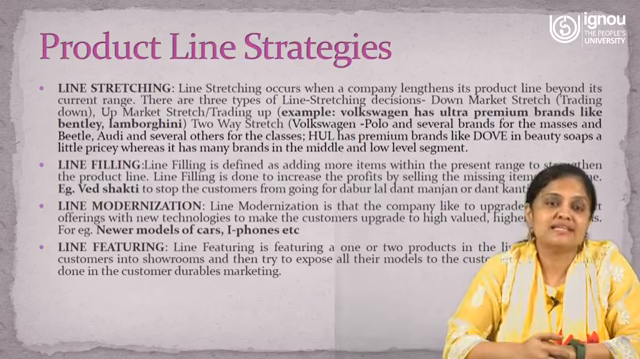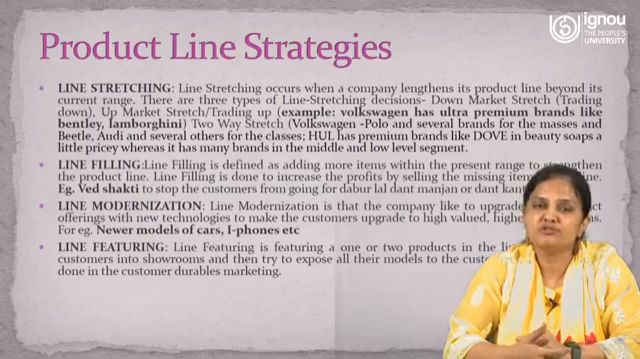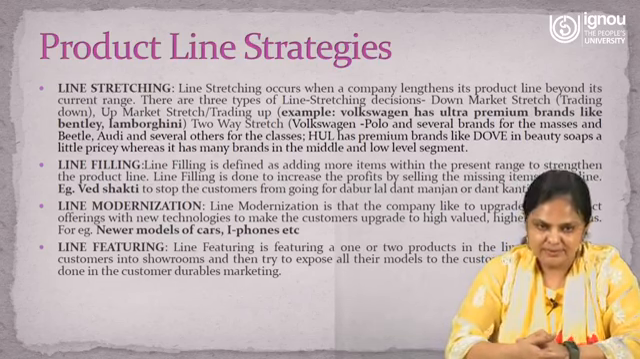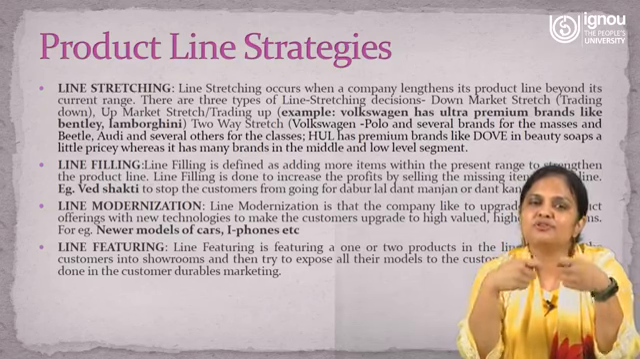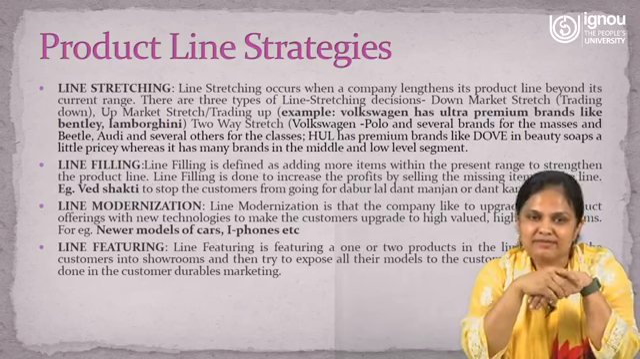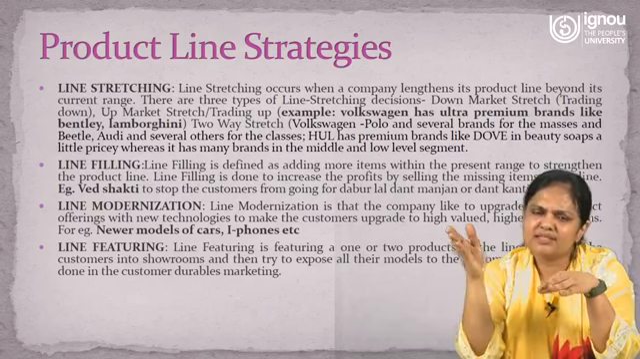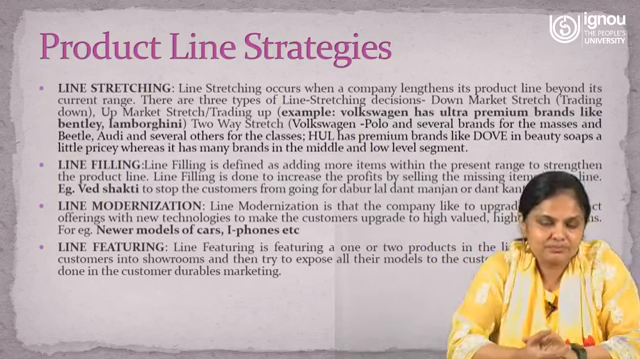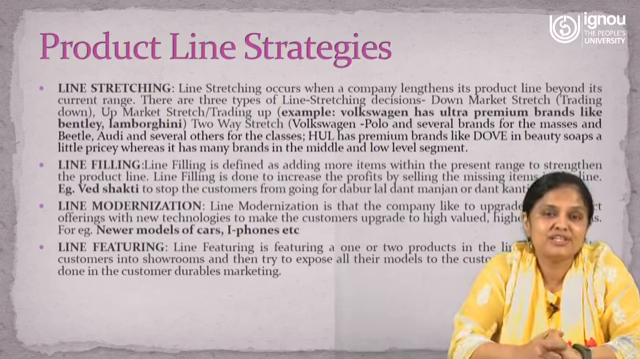Now comes line modernization. Line modernization is when the company likes to upgrade their product offerings with new technologies to make the customers upgrade to high valued, high priced items. So when technology is advancing, you also need to introduce it to your already existing product items. That is called line modernization, which can be quite often seen in newer models of cars or iPhones, and nowadays you can see electrical appliances also, like televisions or refrigerators, having line modernization. Then comes a very tricky and important strategy which is called line featuring.